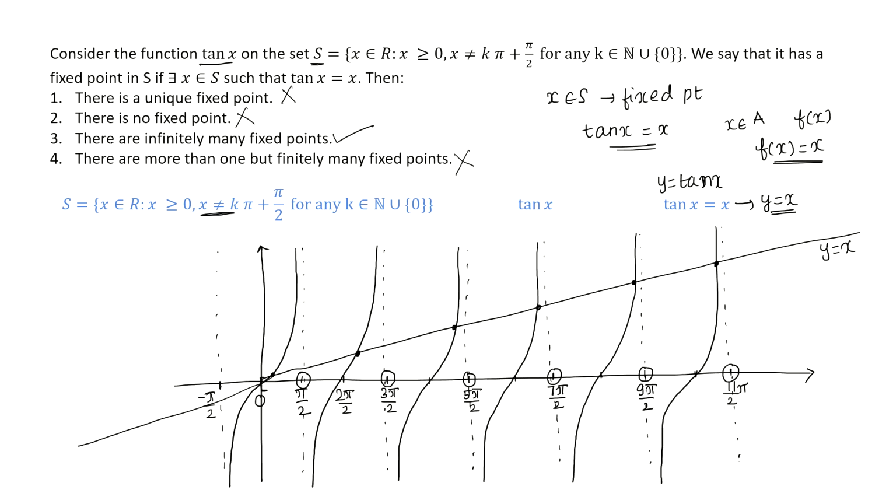And if someone asks us whether the number of fixed points is countable or uncountable, so clearly the number of fixed points is countable. So we have in particular infinitely countable number of fixed points. So this is how we can approach questions like this.